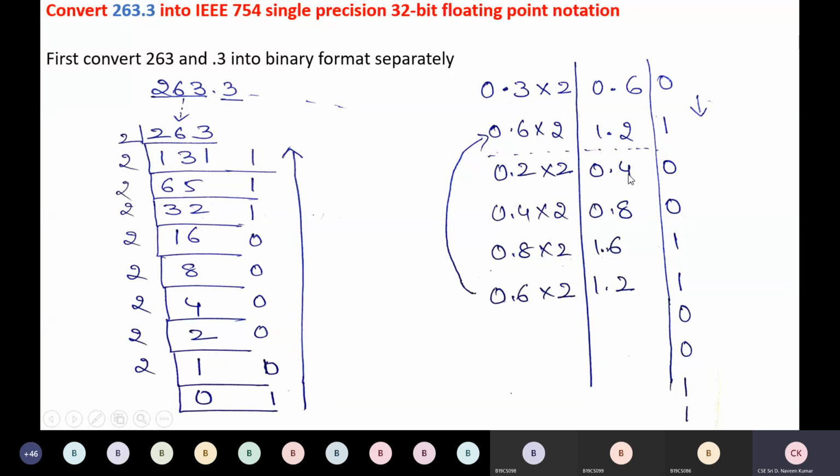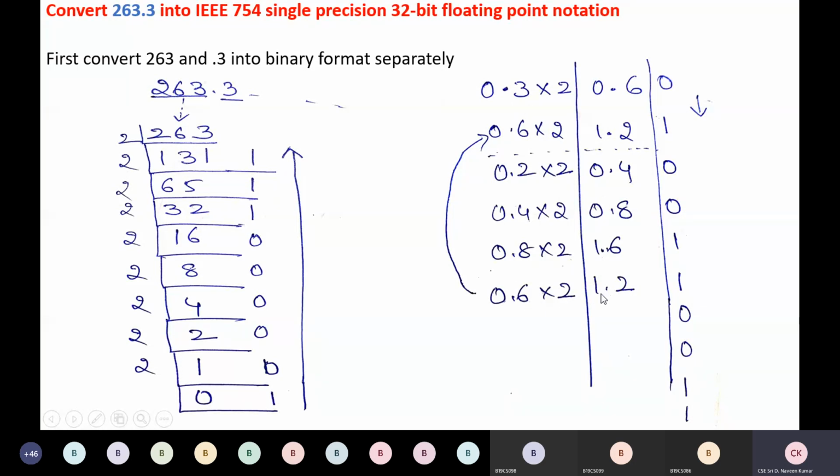We get 0.4, and to the left we have 0, so I keep 0 here. I take 0.4 and multiply by 2 again. I get 0.8, and to the left we have 0, so I keep 0 here. Again I take 0.8 times 2 and get 1.6. To the left we have 1, so I keep 1 here. I will not consider the 1 to the left of the decimal, I take only 0.6 and multiply it with 2.